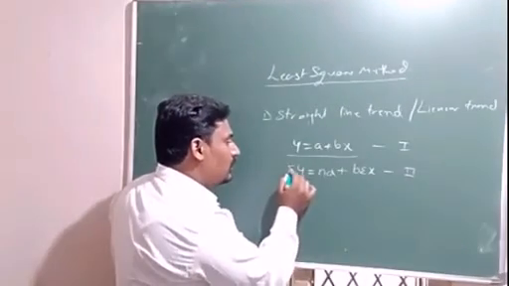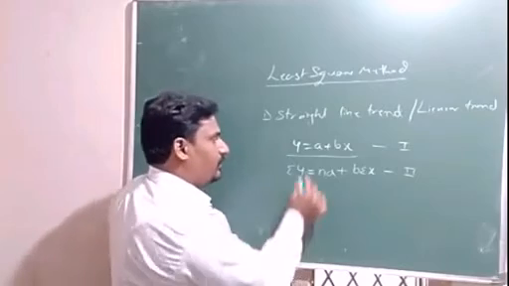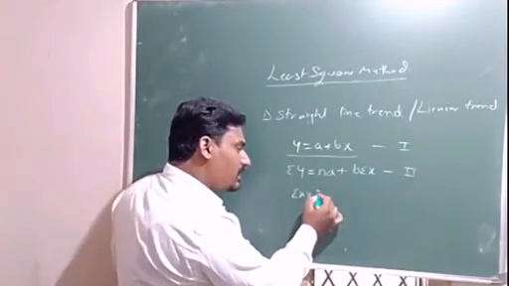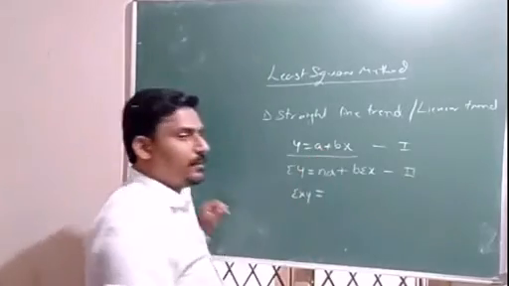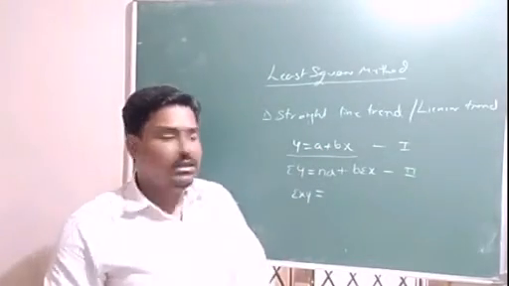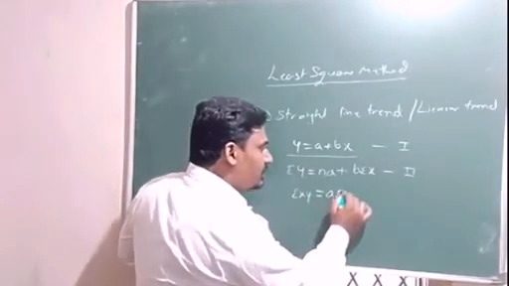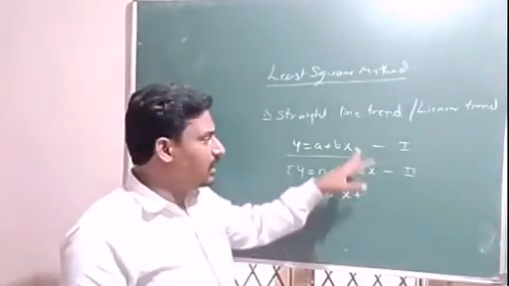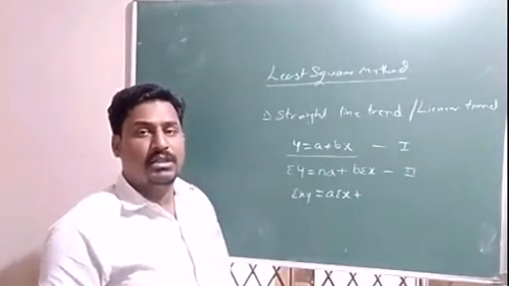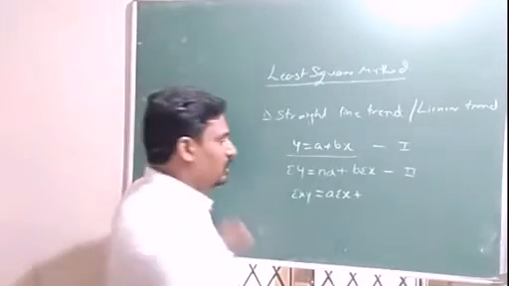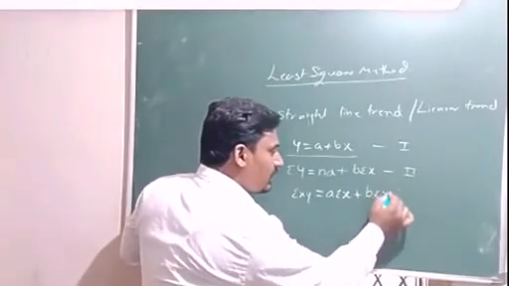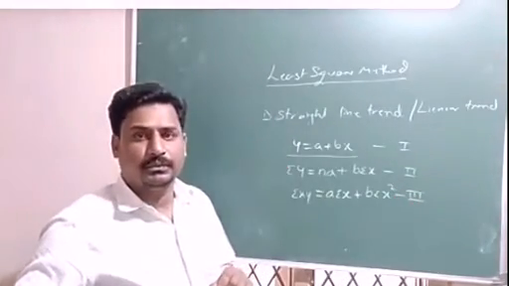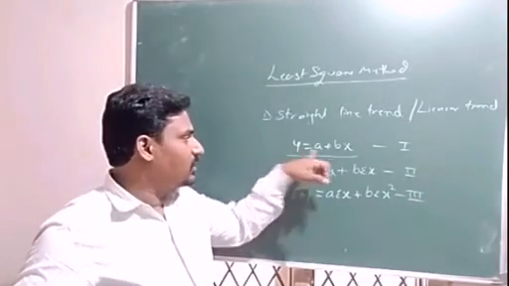So summation xy is equal to, so a is there, we are adding x here, so it will become a summation x plus b, which is a constant, and the variable x is already there, so summation x into x becomes square, so b summation x square. We get the third equation.